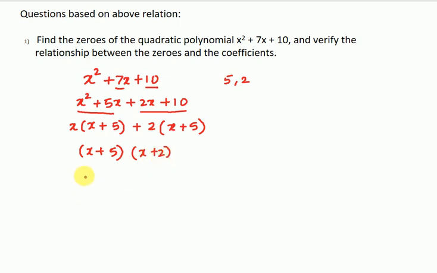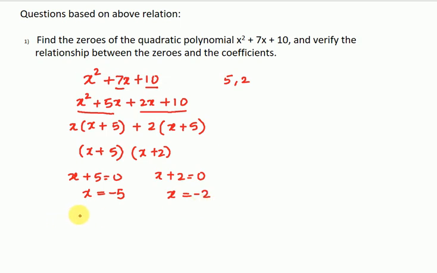So now we need to find the zeros. These are the factors, x plus 5 and x plus 2. Now we need to find out the zeros of these polynomials. For that we consider x plus 5 is equal to 0. Find the value of x. x is equal to, 5 will go that side, becomes minus 5. And the second one is x plus 2 is equal to 0. So the value of x is equal to, 2 will go that side and becomes minus 2. So we got the two zeros, minus 5 and minus 2.